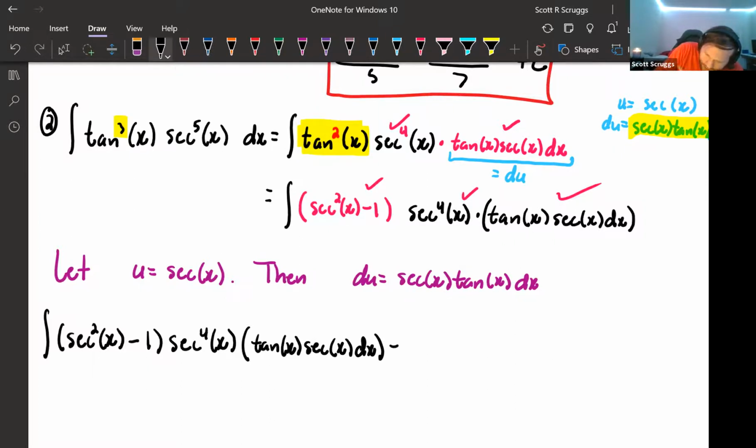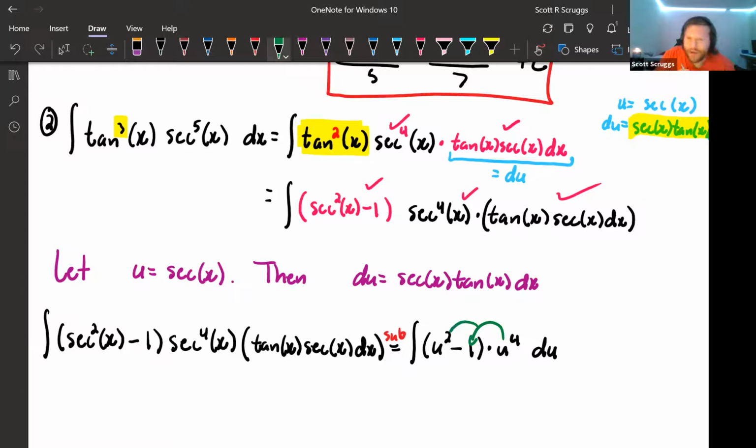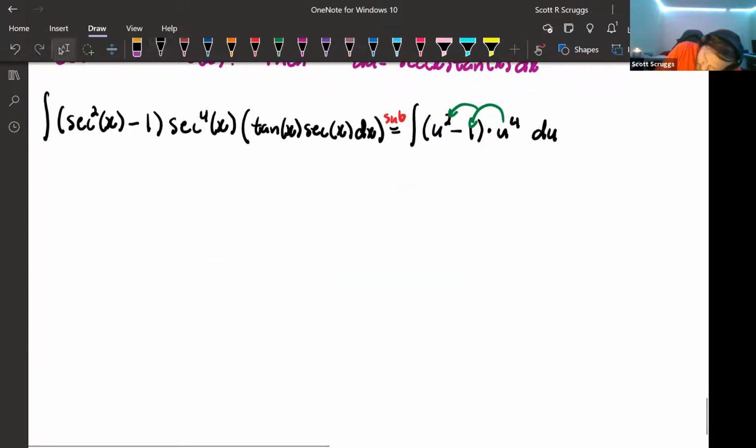What I get after subbing is the integral of u squared minus 1 times u to the 4th du. Distribute that u to the 4th to the u squared minus 1 to give me u to the 6th minus u to the 4th.